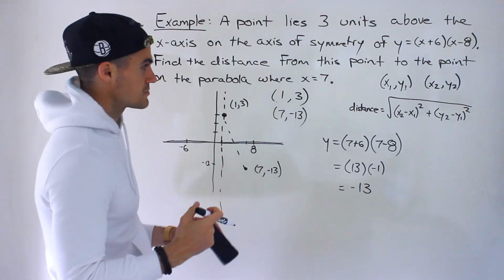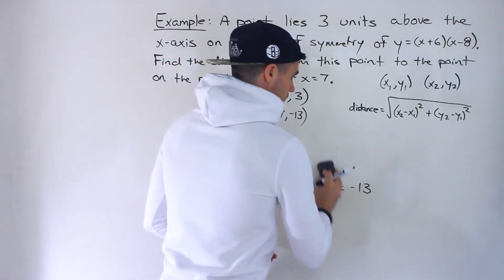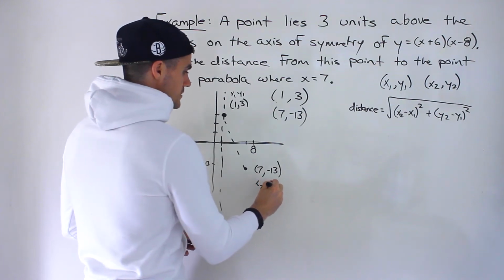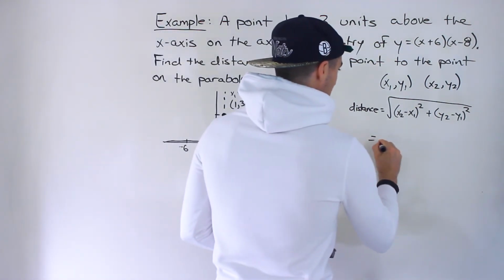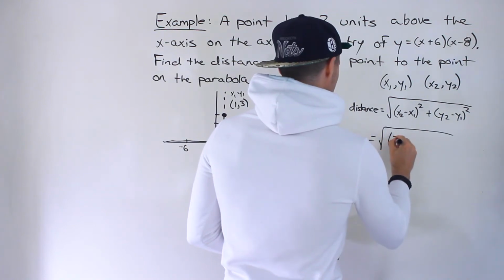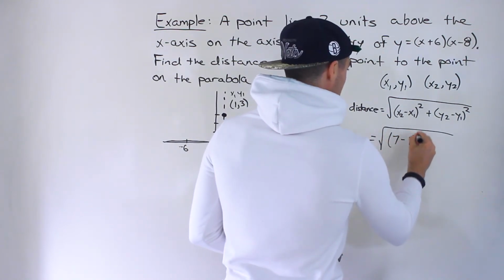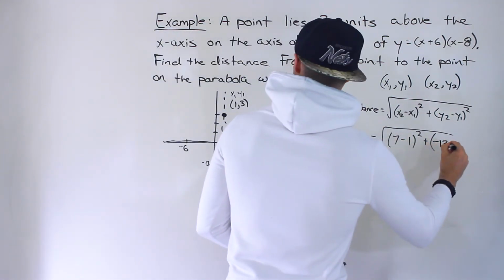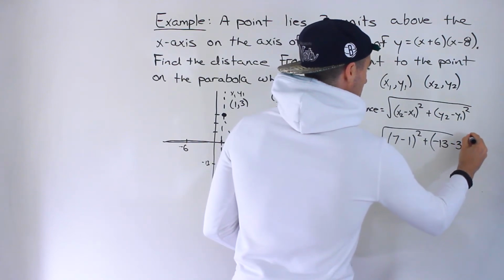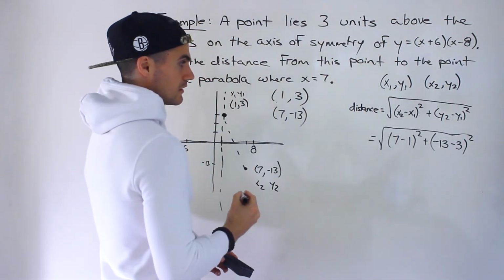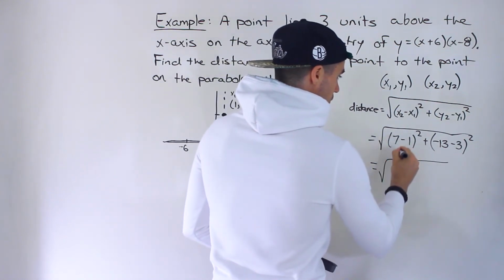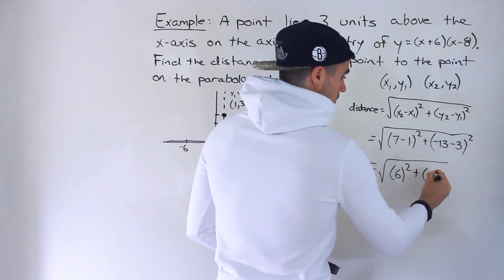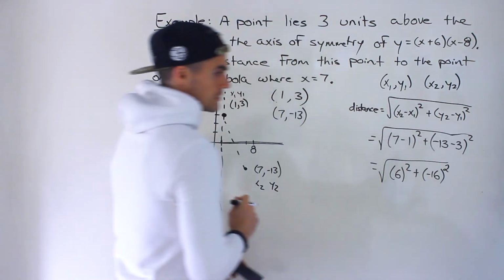Right, so from this point, it's pretty easy. It's just going to be algebra. We can label these. Let's label this x1, y1. We could label this x2, y2, and then just plug it into the formula. So we'll have the square root of x2, which is 7, minus x1, which is 1, squared. Then we'll have y2, which is -13, minus y1, which is 3, and then that's going to be squared. So we'd end up with 7 minus 1 is 6, squared, plus -13 minus 3 would give us -16, and then that's going to be squared.